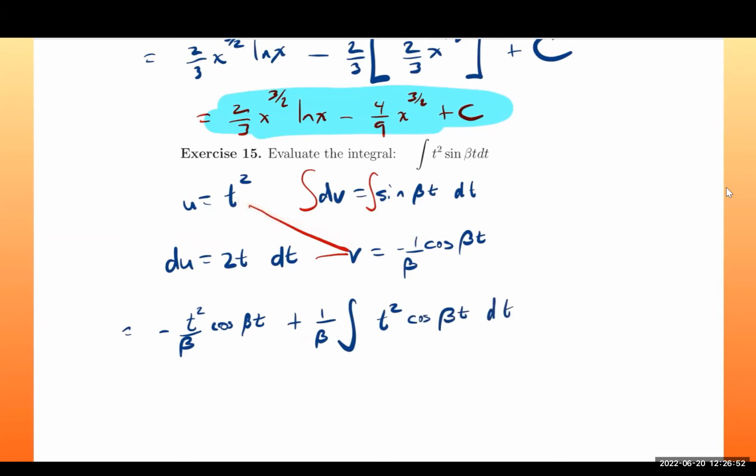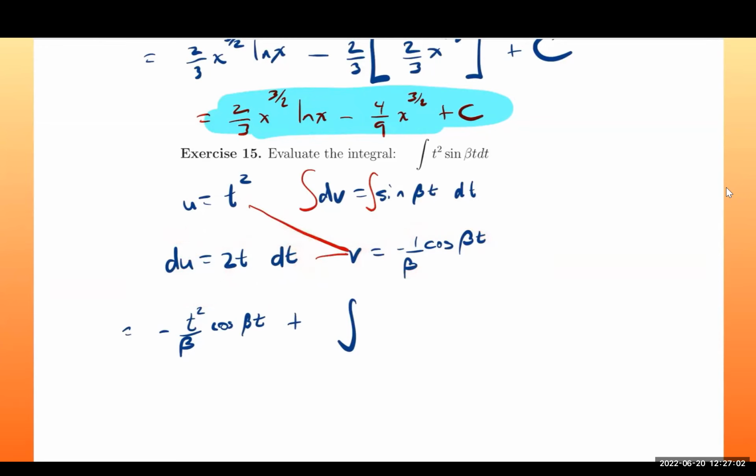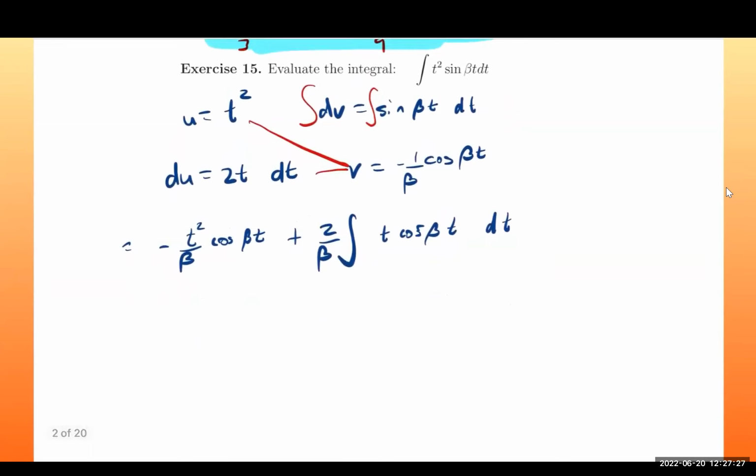Oh, I'm sorry. I was looking at this. It should have been this times this. So let me backtrack. The constant, when you multiply these two, is 2 over 1 beta. So it's going to be 2 over beta. And we still have a t from here times the cosine beta t dt. And notice that here you have another integration by parts. So it's a double integration by parts problem because you have an algebraic expression times a trig function, which means we have to do this process all over again.